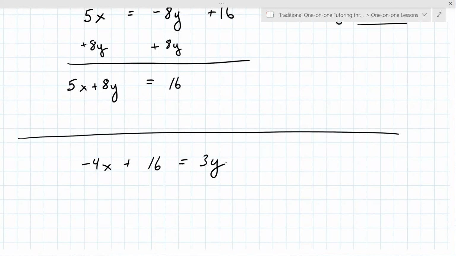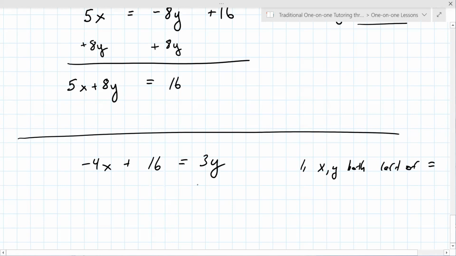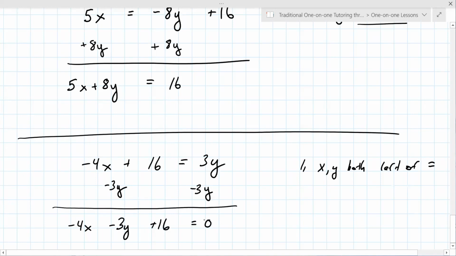Not yet, quite. It's not in standard form. So what do you want to do to make it in standard form? Well, first thing is we need to get x and y both left of the equal sign. So to do that, you're going to subtract 3y from both sides. So this is minus 4x minus 3y plus 16 equals 0.